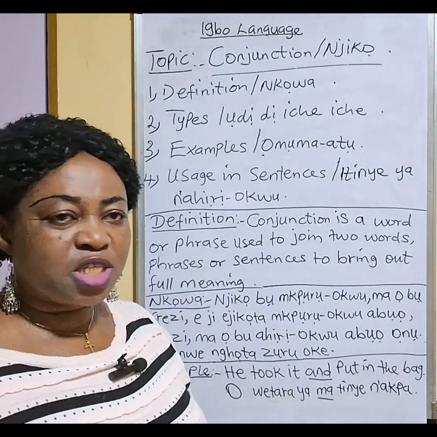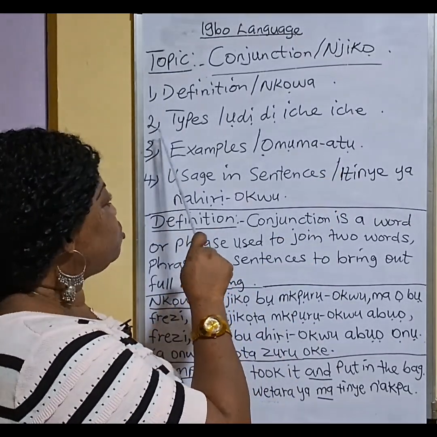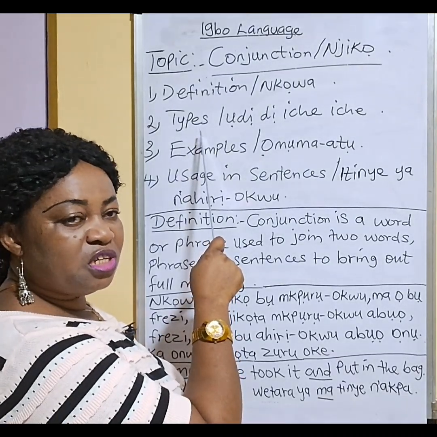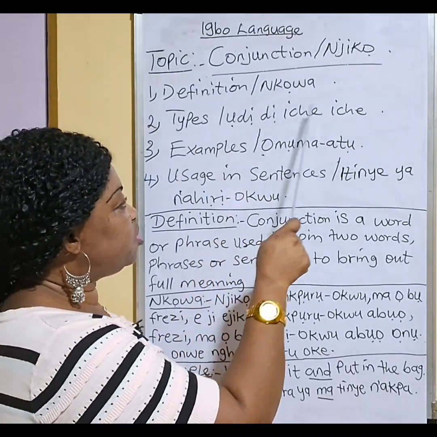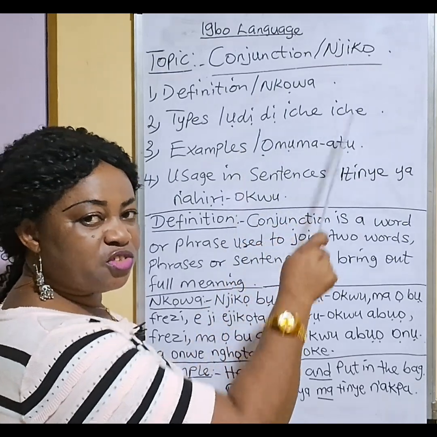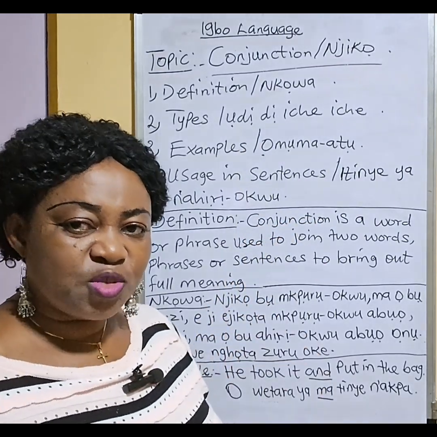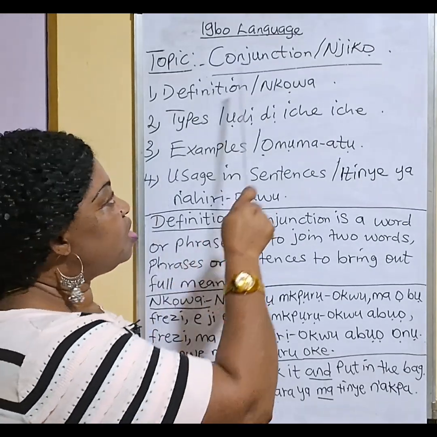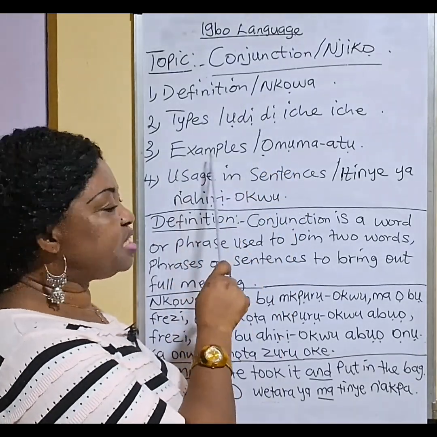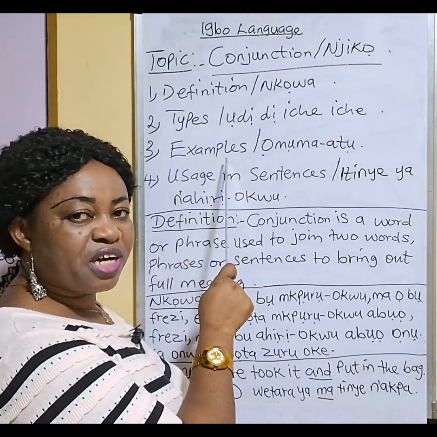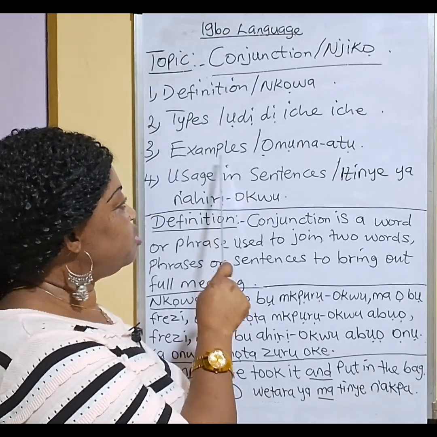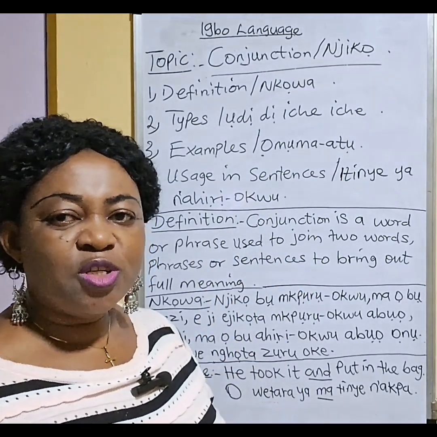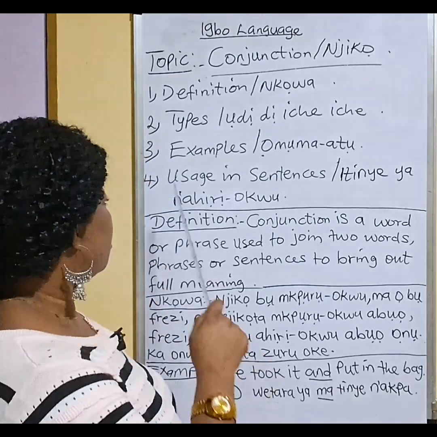Another thing you are going to look into is number two, types of a conjunction. It means ụdị dị iche iche, ụdị njikọ dị iche iche. We are going to look into that one. The third place is examples. Examples of a conjunction in Igbo, it means ọmụmaatụ. Ọmụmaatụ njikọ. We are going to look into that one.